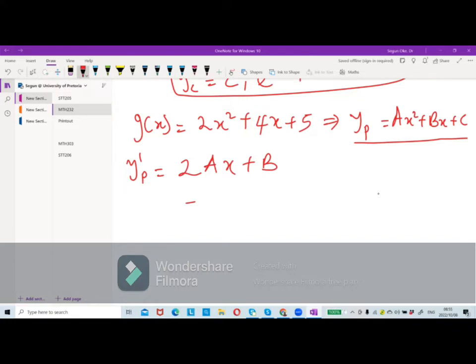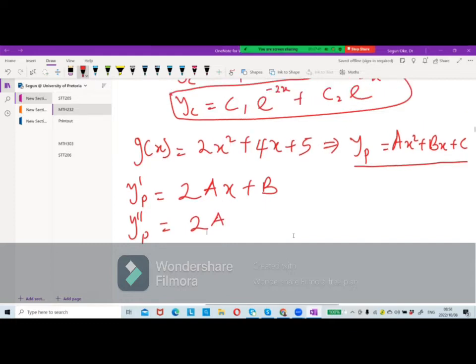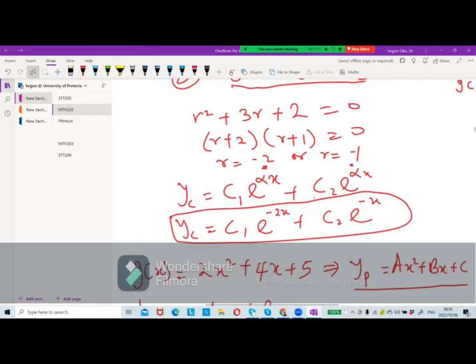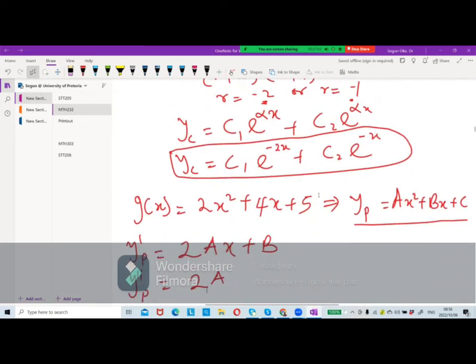So now let's differentiate this also. Y prime prime p. Differentiate this again. What do you have? 2a. Thank you. Remember, you differentiate twice because you have y prime prime. That is why it's prime. Are we together now?